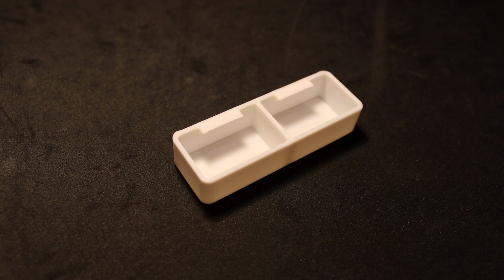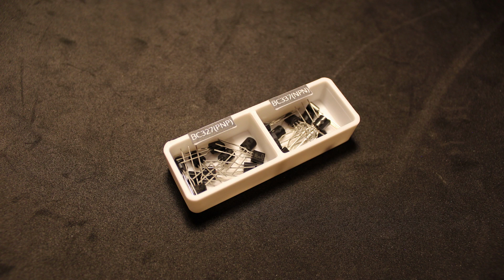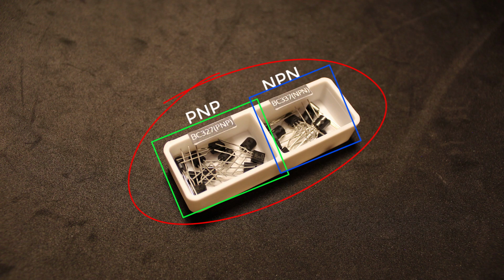There's also a special kind of container which is a 2x1 but has a separation in the middle. Now this is for components that are similar but maybe have a variation. For example, here I have the same transistor but each transistor has a PNP and an NPN type. So they are together but still separated and organized by their type.